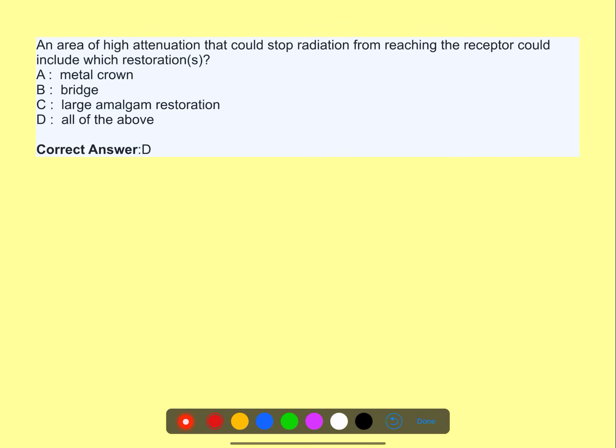An area of high attenuation. In this question itself it shows high attenuation because of highly dense objects. The options present in this, metal crown, bridge, and amalgam restoration, are more dense and they have more attenuation when compared with the normal bone, and it will stop the radiation from reaching the receptor. So the option you can select is all of the above.